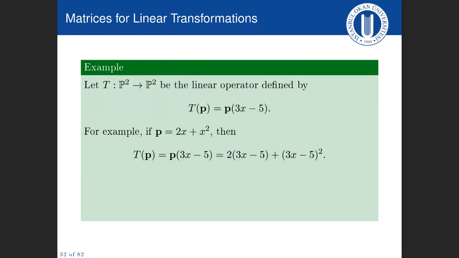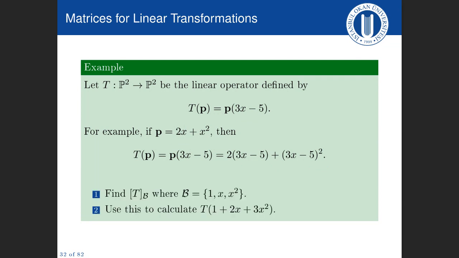Think about this linear operator from P2 to P2. T takes a polynomial p, and instead of being p of x, it calculates p of 3x minus 5. So just an example, if we start with the polynomial 2x plus x squared, every x we have to replace by 3x minus 5. So instead of 2x, we get 2 times (3x minus 5), and instead of plus x squared, we get plus (3x minus 5) squared. I'll leave it for you to prove that this really is a linear operator.